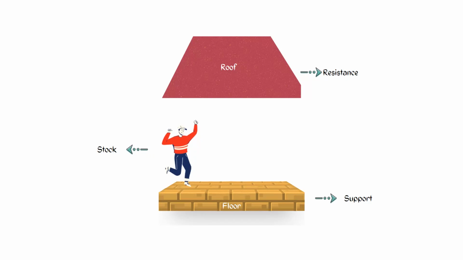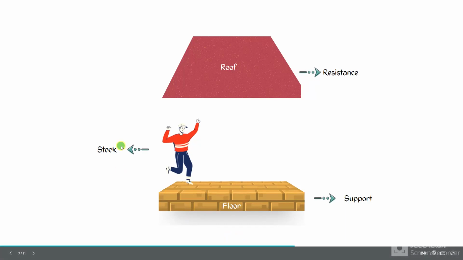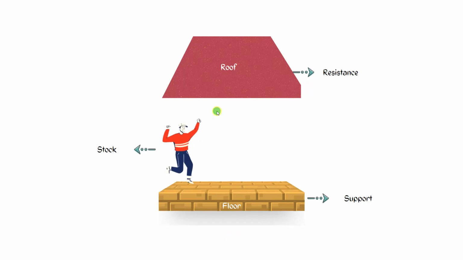Let's go back to the example once again and replace the person with the stock. The stock is jumping and trying to reach the roof. That is called resistance. And if the stock is going down and it takes a support and bounces back.